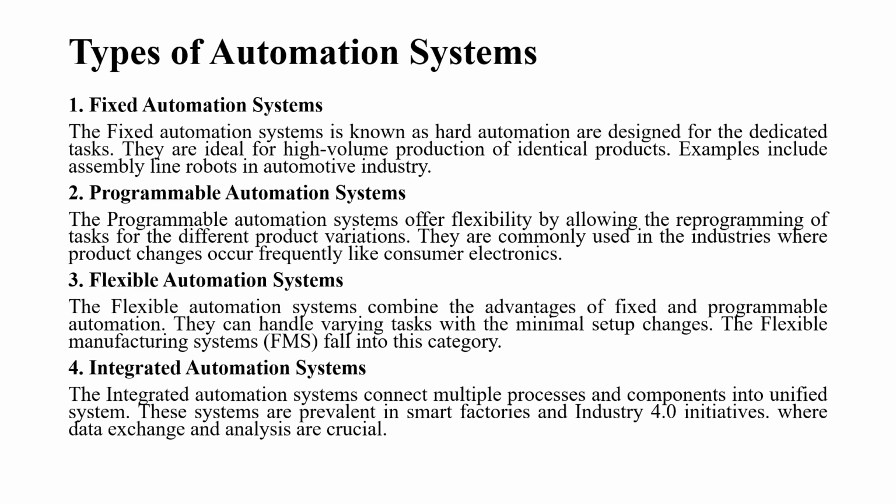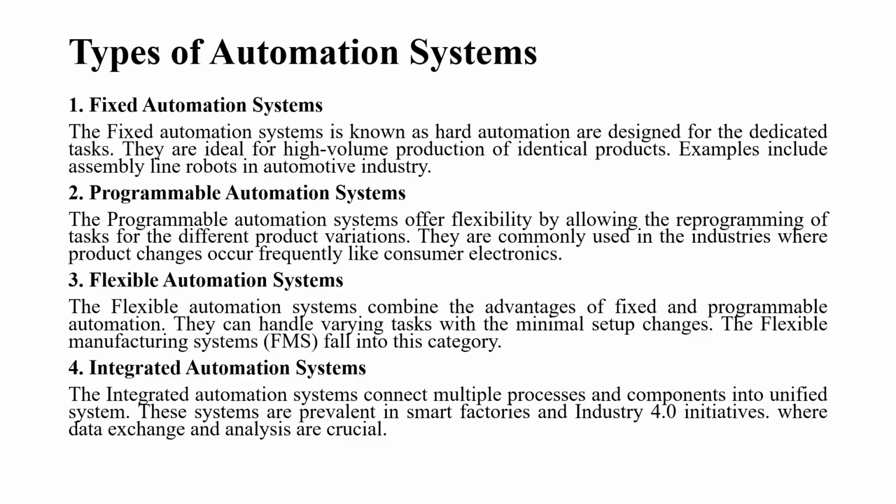Next is the programmable automation system. So the programmable automation system offers flexibility by allowing reprogramming of the task for the different product variations. So they are commonly used in industries where product changes occur frequently, like consumer electronics. Third type of automation system is the flexible automation system. So the flexible automation system combines the advantages of fixed automation system and programmable automation system. So this can handle varying tasks with minimal setup changes. The flexible manufacturing system falls into this category.